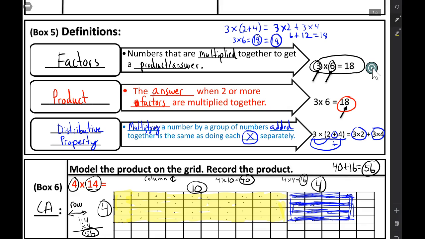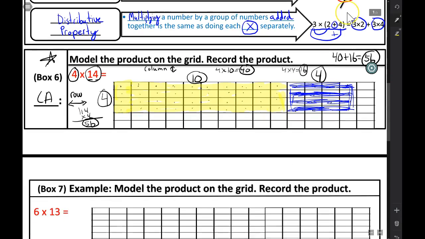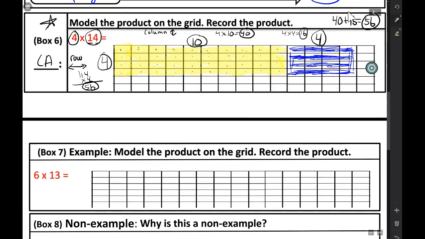So again, I know that there's a lot of steps involved in this process. So if you have any questions, you know, obviously make sure that you put your star, and that way you can let Mr. Revlo know tomorrow. But if you got it all right and you feel confident, great job, okay? Going into our box 7, our example. For this, you are allowed to work with your partner on this one, okay? And it does say model the product on the grid and record the product. So what I'm going to do is obviously give you a couple seconds to see if you can get started on this.